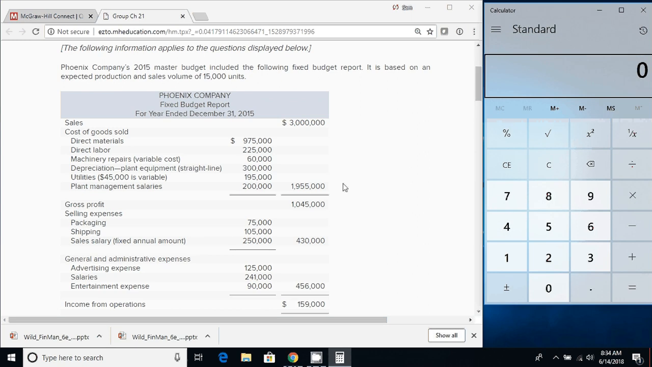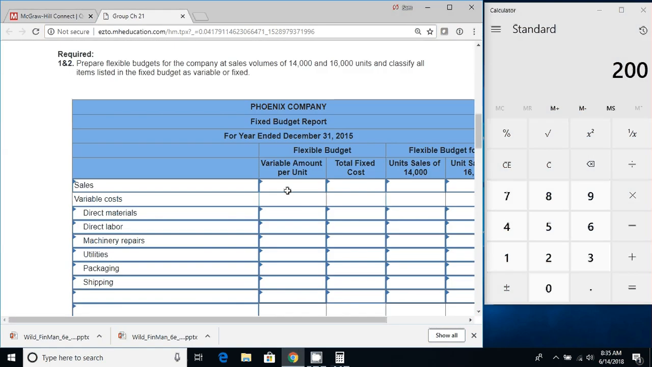Okay, so if I'm going to get to the unit sales price, what am I going to do? I've got 3 million here. How do I figure it out? Well, they told us that it was the budget based on 15,000 units. So wouldn't the unit price be 3 million divided by 15,000? So 200 per unit. I think that sounds pretty good. So we'll do 200 per unit.